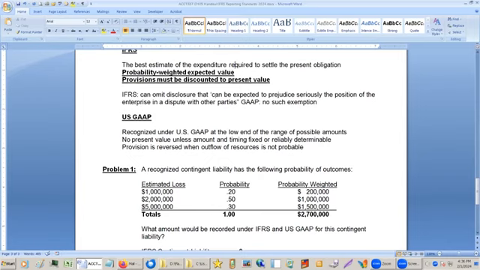Now, they do have that they can omit the disclosure. It can be expected to prejudice seriously the position. So if there is a real problem that it might weaken their case, it is possible for them not to record it.